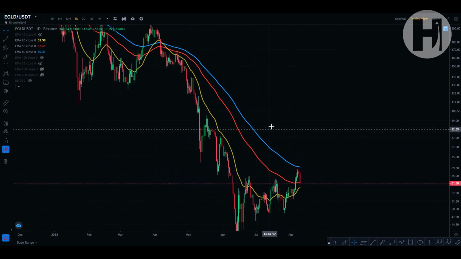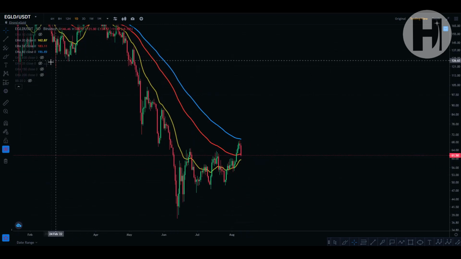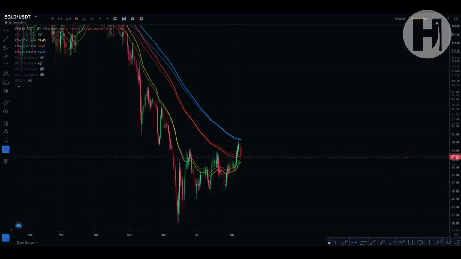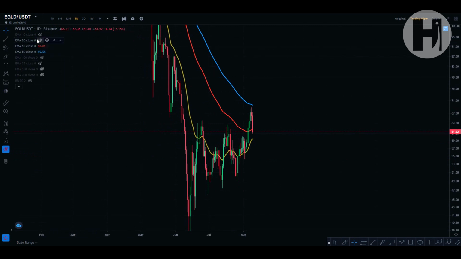And ever since then, we didn't have a back test of resistance. Now, I do use quite a few EMAs on my charts. I have the 35 EMA, the 150 EMA, the 200 EMA, and all of those are going to be important resistance levels moving forward. But right now, we need to break the 80 EMA. We're losing the 55 at the moment, which is not very good.